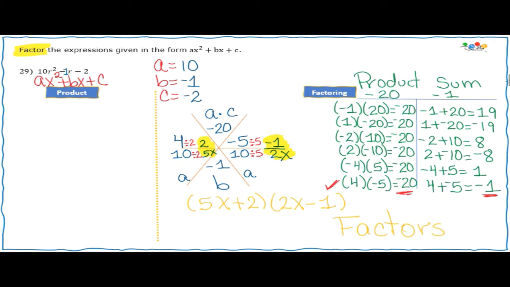I don't want you to finish the problem here. I want you to take one more step, and I want you to actually prove or check for me, however you want to think of, right? So I want to check if it's true that those are the factors. So we're going to start by writing my factors, right? So I'm going to write down 5x plus 2. And the second factor is 2x minus 1.